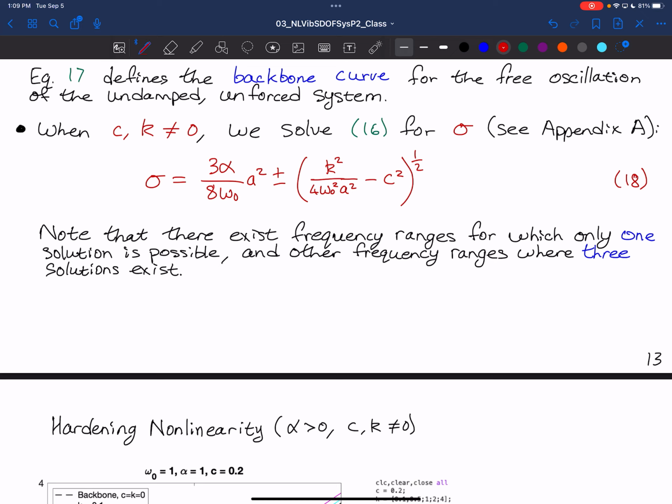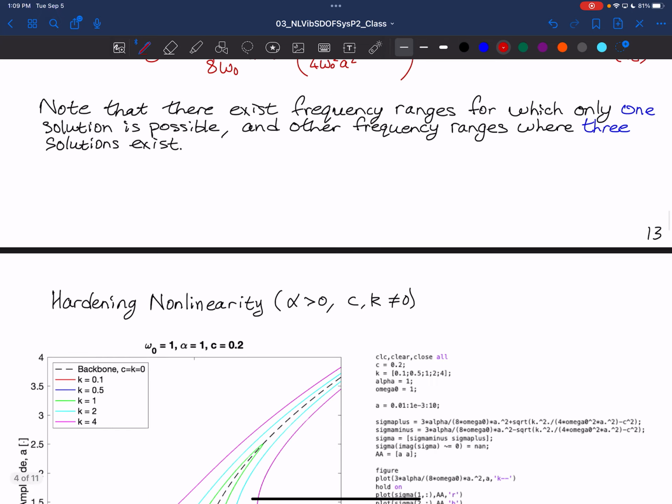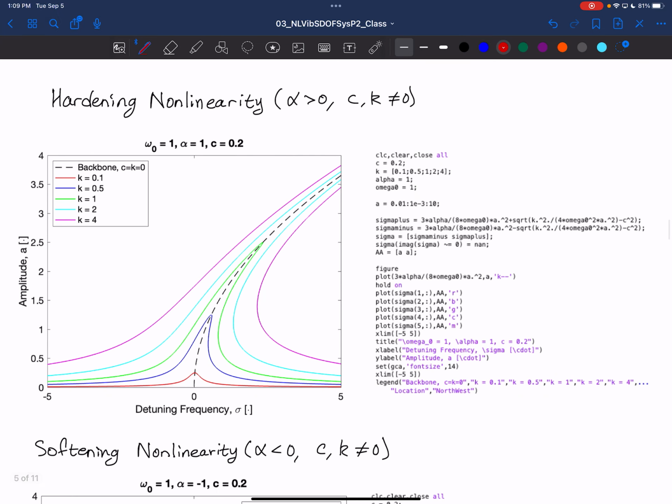Okay, so there are cases where you might have one solution, but there are also ranges of frequencies where 3 solutions will exist, and we're going to see this in a moment. So if we come down here, this is a code for a hardening nonlinearity using this equation we just derived and then plotting for different levels of excitation.